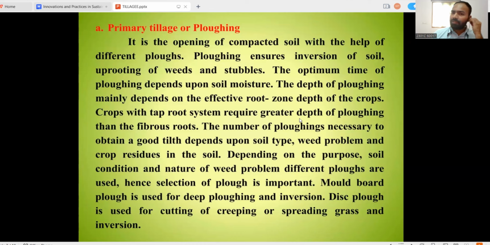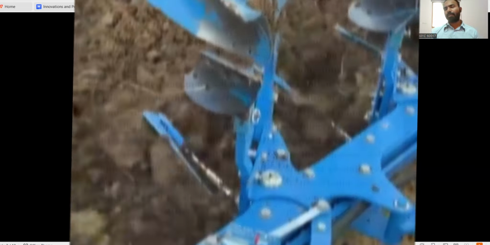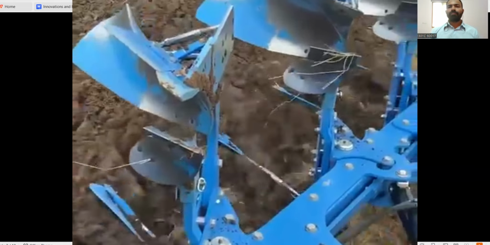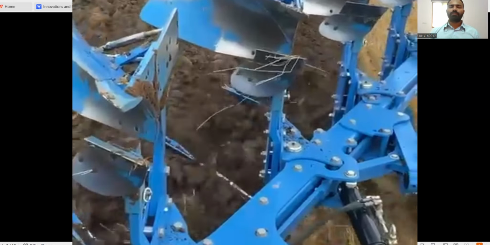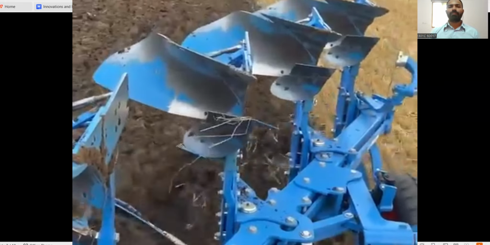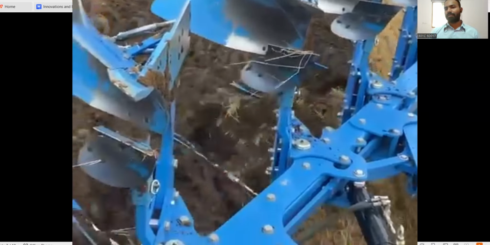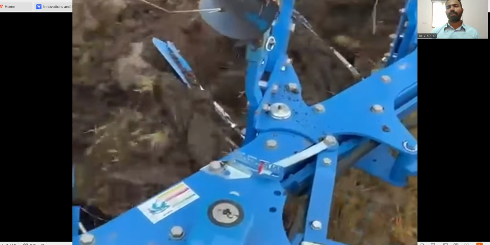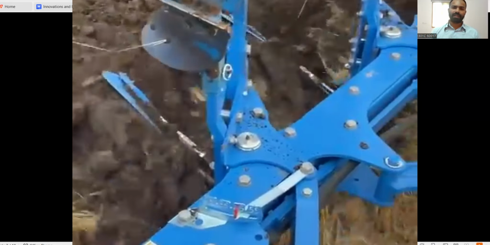Then plowing ensures inversion of soil. Plowing ensures inversion of your soil, uprooting of weeds and stubbles. We are using different implements like the MB plow. What will the MB plow do? It will invert your soil. Inverse means upside down, uprooting your weeds and stubbles, removing the remains of your previous crop plants, weeds and stubbles.